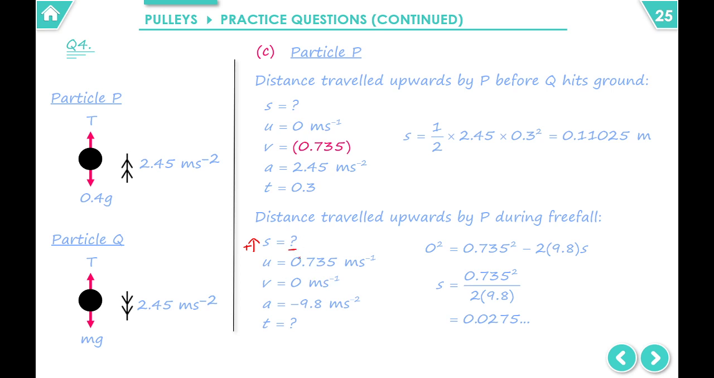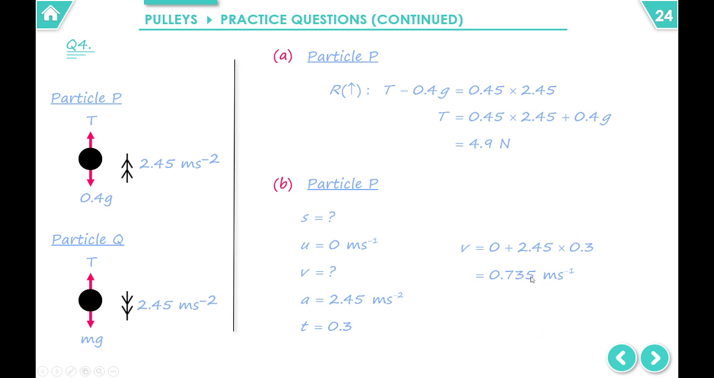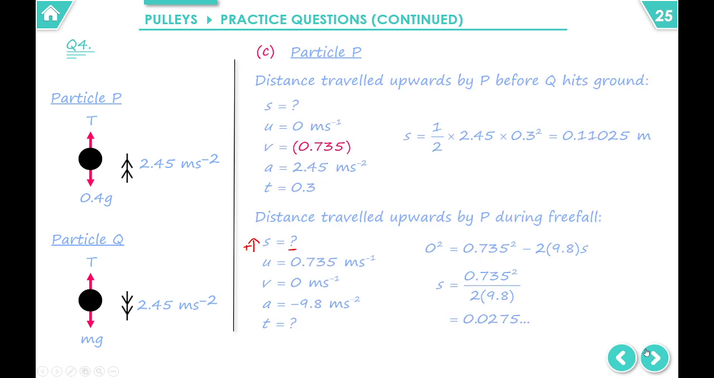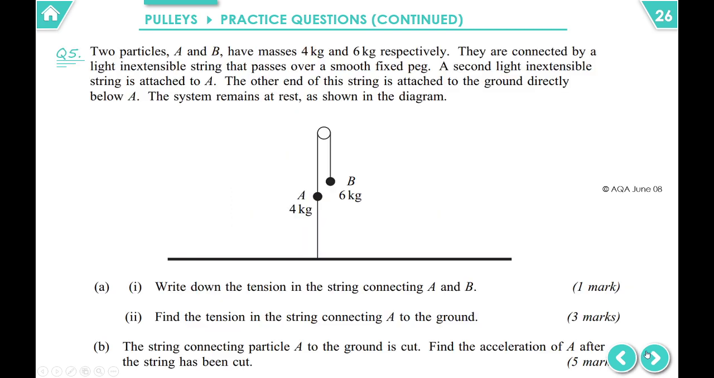That's what this question mark is here. It's travelling at 0.735 meters per second. We know that because in part B we found the speed when Q hit the ground, which is 0.735. So we know that's its initial speed. We know that at the very top, the highest point it reaches, it has a velocity of 0. And so we can use these values in a SUVAT equation to get the distance travelled upwards here.